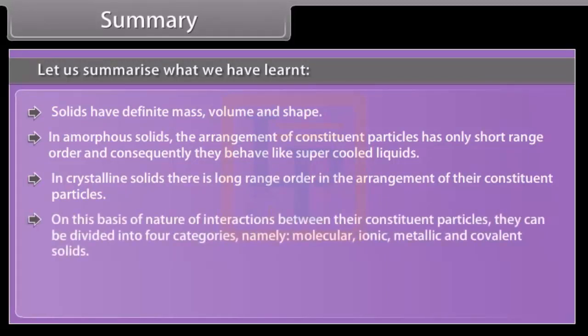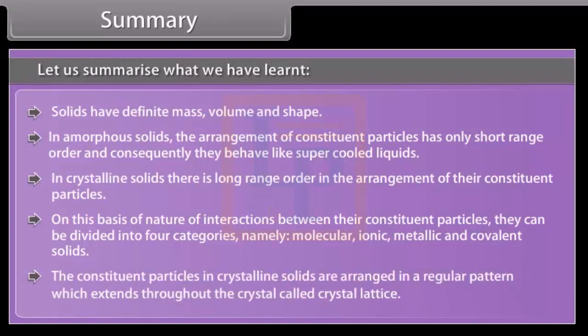On the basis of the nature of interactions between their constituent particles, they can be divided into four categories, namely molecular, ionic, metallic, and covalent solids. The constituent particles in crystalline solids are arranged in a regular pattern which extends throughout the crystal, called a crystal lattice.